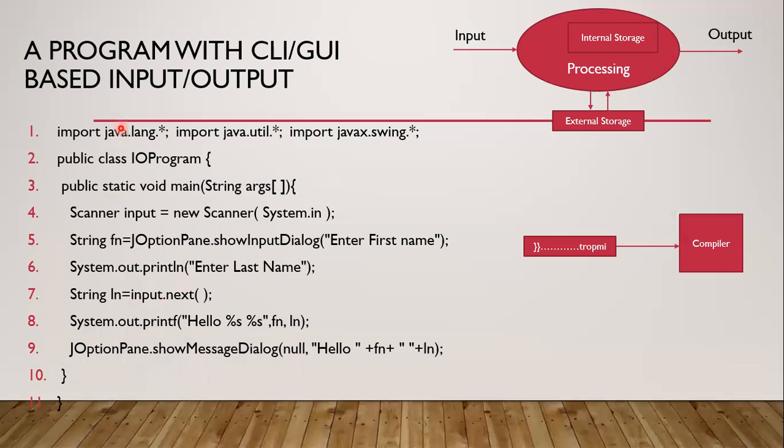System is coming from the lang package. Scanner is coming from the util package. How do we know these things? These things are not to be remembered. With the passage of time, with frequent use, you will remember this. You don't have to make an effort to memorize these things. You will remember it. And this is like a reference.